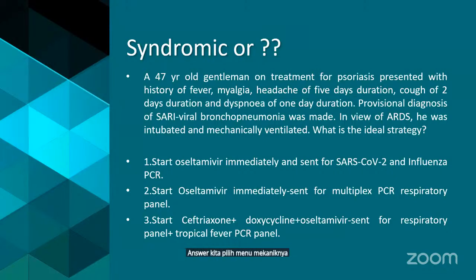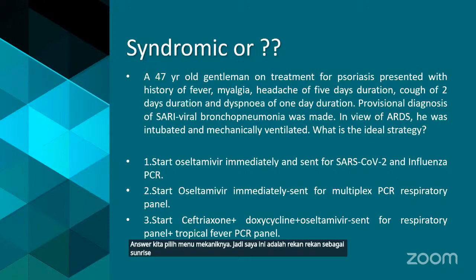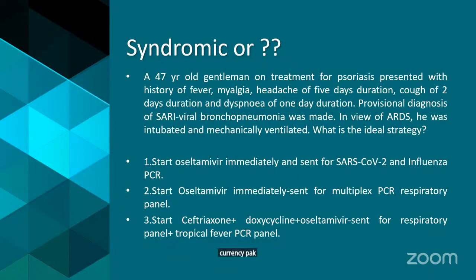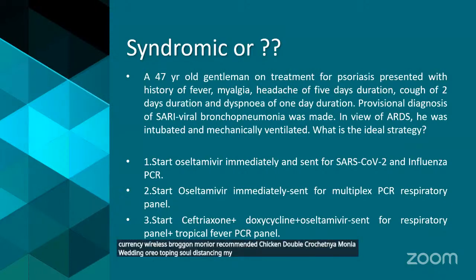So what is the ideal treatment strategy here? In 2023: start oseltamivir immediately and send for SARS-CoV-2 and influenza PCR. Or start oseltamivir and send for a multiplex PCR respiratory panel. Or start cotrimoxazole and doxy with oseltamivir, and send for the respiratory panel as well as a tropical fever PCR panel. All these answers are acceptable because here the syndrome appears to be a viral bronchopneumonia or a community acquired bacterial pneumonia with ARDS. So starting oseltamivir, or cotrimoxazole, or doxy plus oseltamivir, and sending all the panels might be acceptable.